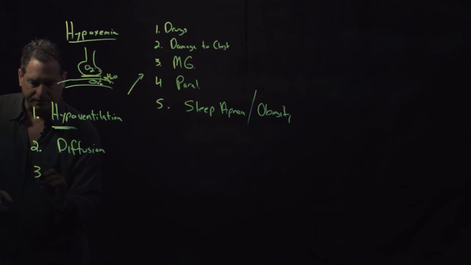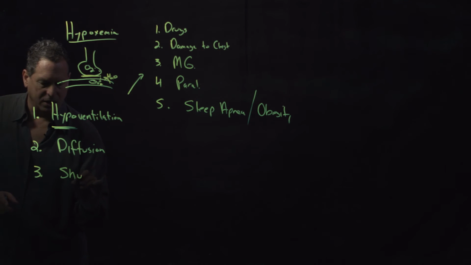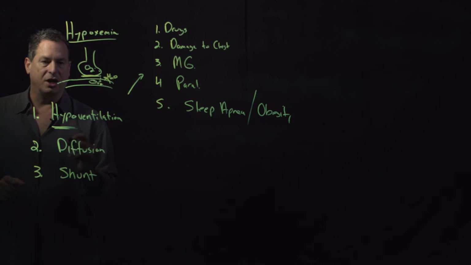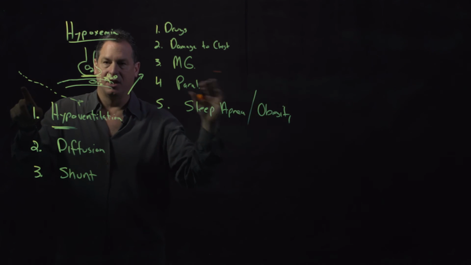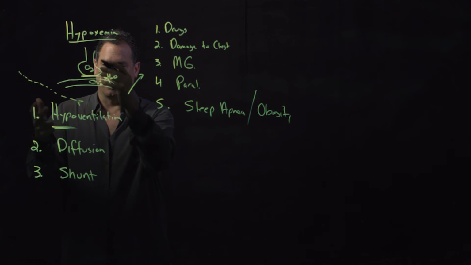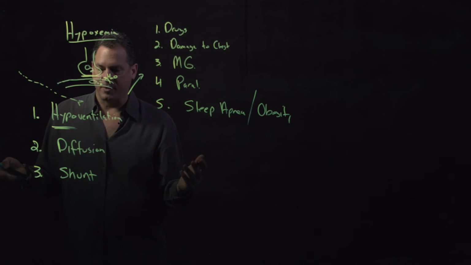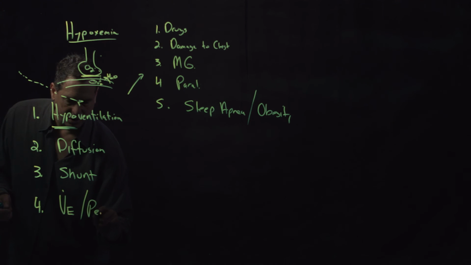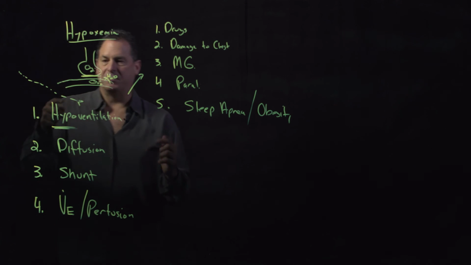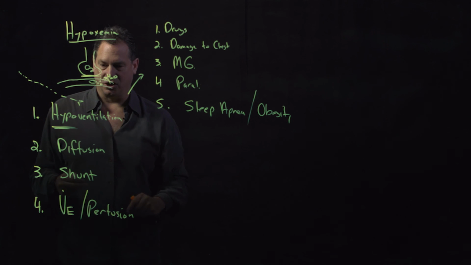Number 3 is a shunt, and a shunt is when blood flow bypasses the ventilatory unit. It bypasses the alveolus, so there's no proximity there for diffusion to even occur. And then last but not least is ventilation-perfusion (V/Q) inequities. And this is a mismatch between the blood flow and the ventilation.